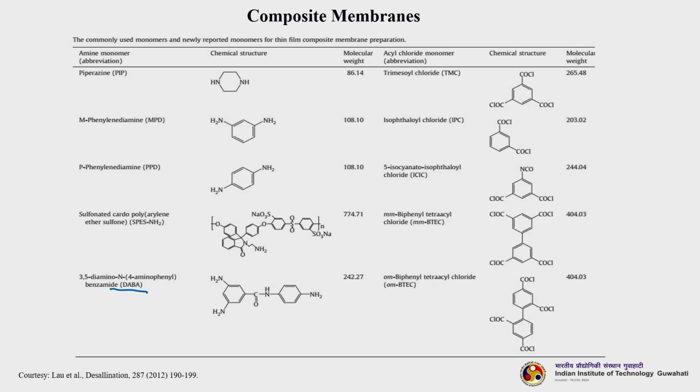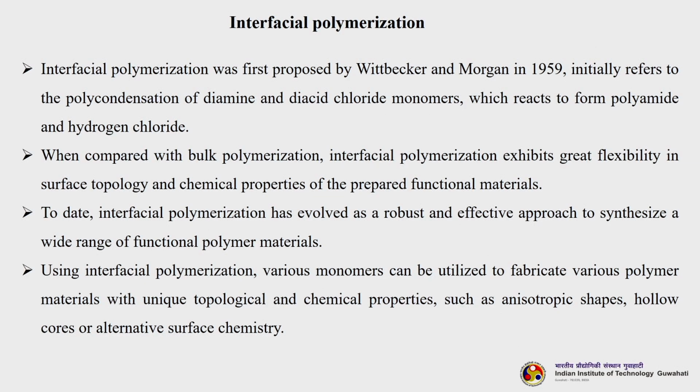Okay. So, their molecular weights are also given, and then there are other materials also like trimesoyl chloride, then isophthaloyl chloride, then 5-isocyanato isophthaloyl chloride, and then BTEC, and there are two types of BTECs actually, biphenyl tetraacyl chloride. So, either MM type or OM type. So, their molecular weights are also given. So, this right hand side whatever you are seeing here, okay, these are the new monomers, and on the left hand side are monomers that are widely used and are also used for commercial membrane preparation.